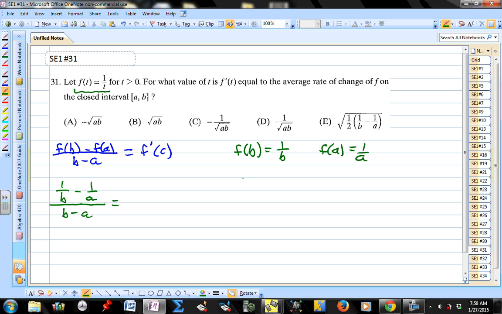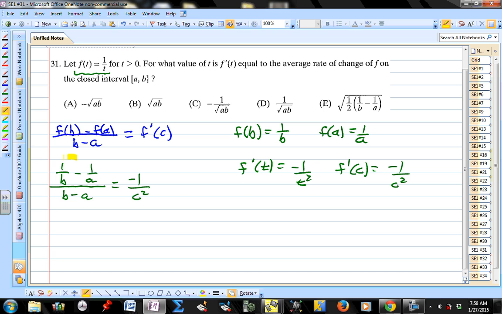Well, again, a little scratch work over here. F prime of t is going to be negative 1 over t squared. So f prime of c is just going to be negative 1 over c squared. Okay, it looks like we have to do some algebra now. Let us continue.